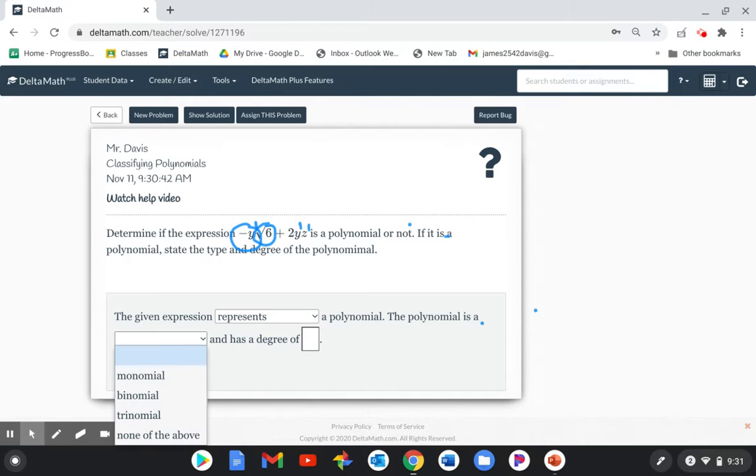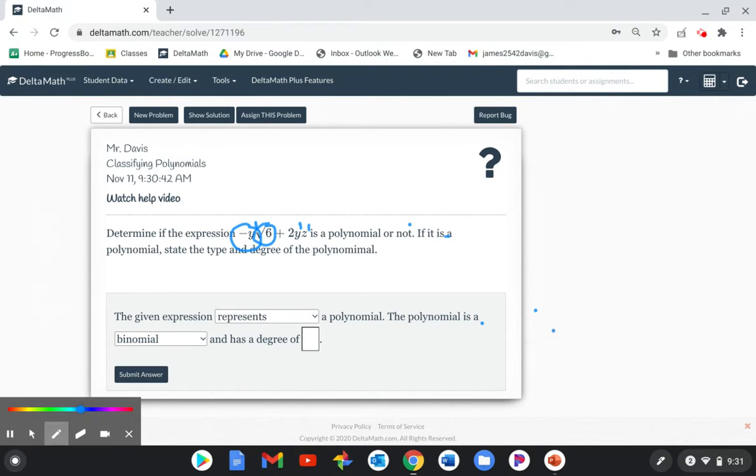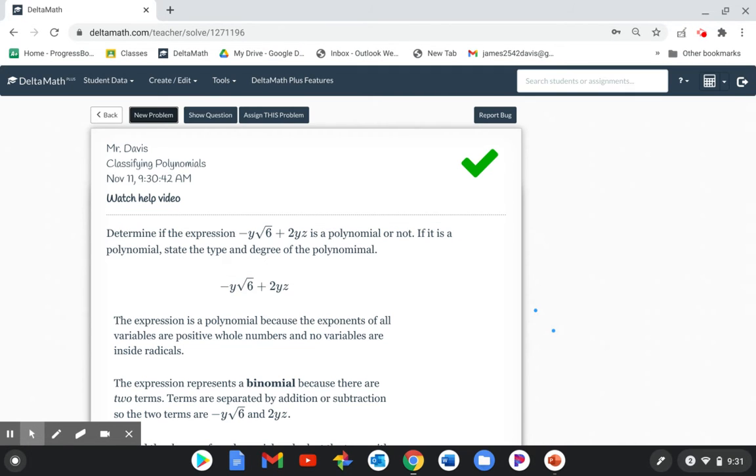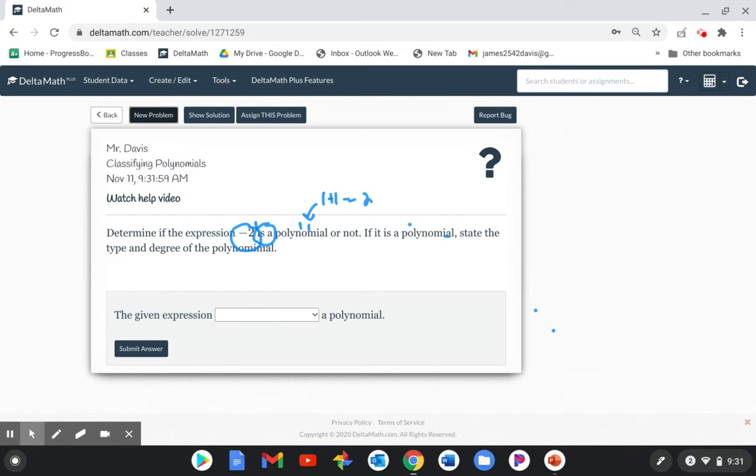The polynomial is a binomial. It has 2 terms. And the degree of this is a 2nd degree because over here we've got 1 plus 1. So that's 2. The other one is just a single. So that is a 2nd degree polynomial. All right. So hopefully that makes sense. Let's go ahead and look at the next one that we're going to be doing.